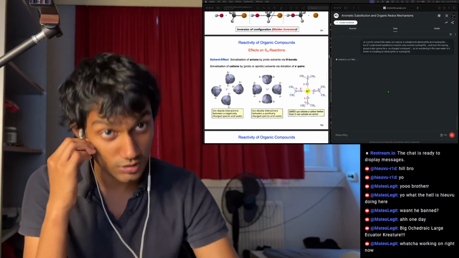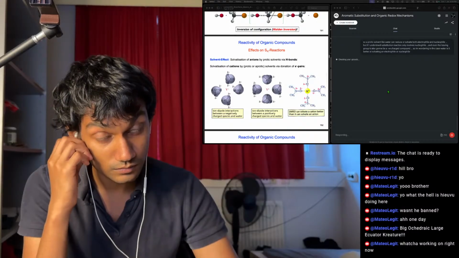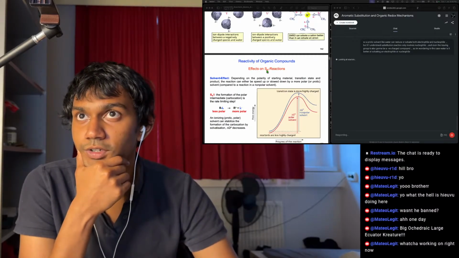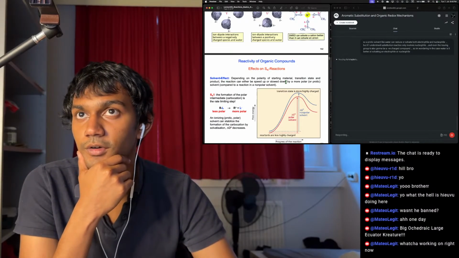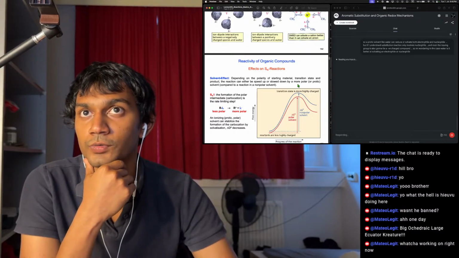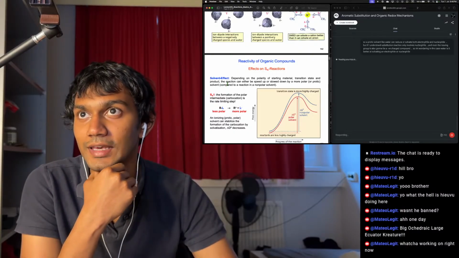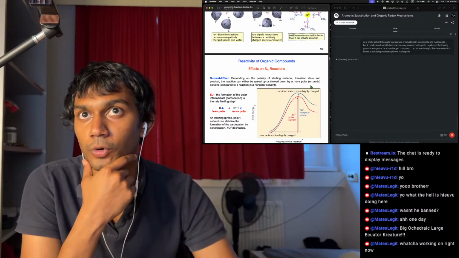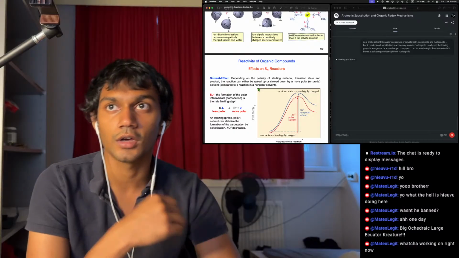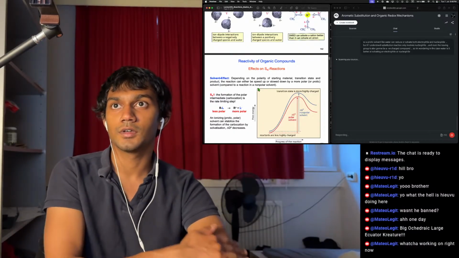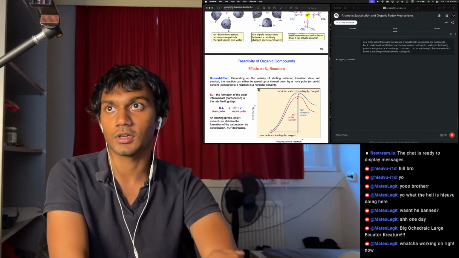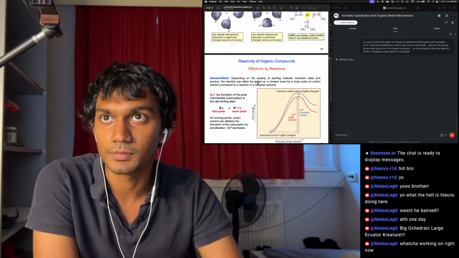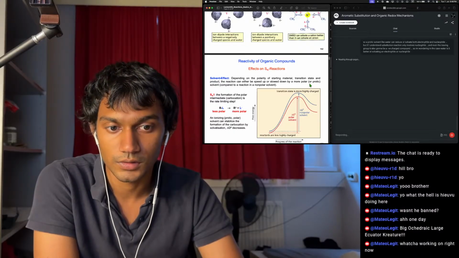Why is it taking this much time? Effects of SN1 reaction, solvent effect. Depending on the polarity of the starting material, transition state and product, the reaction can either be sped up or slowed down by a more polar or protic solvent compared to the reaction in a non-polar solvent.